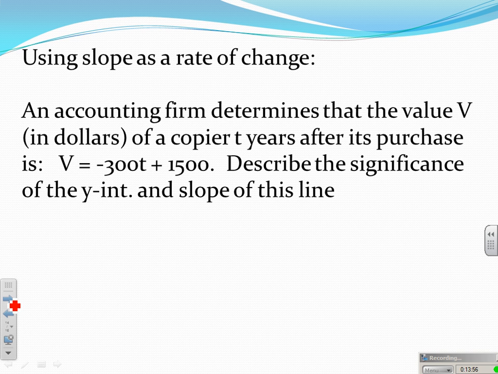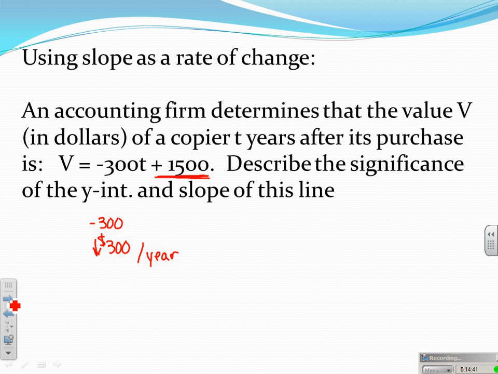All right, so if you look at this particular thing, do you notice that it's in a y equals mx plus b format? Which would mean this is your y-intercept. Okay, so if t was 0, the value of the copier would be $1,500. Why does that make sense? Well, if the time or the year was year 0, you just got it, so it should still be worth the purchase value of $1,500. So that makes perfect sense. Now, what does the negative 300t indicate? Well, that slope of negative 300 means that it's going to go down $300 for every year.